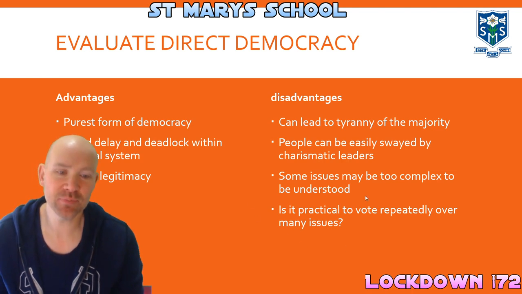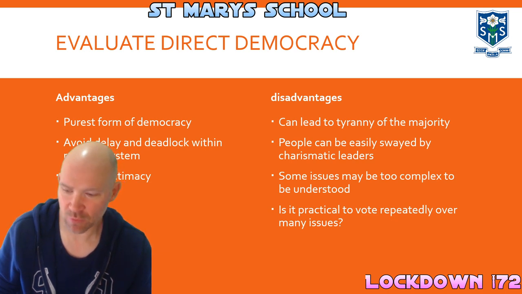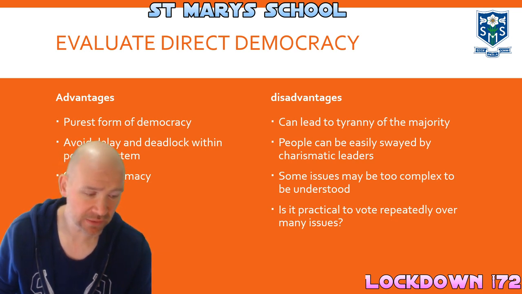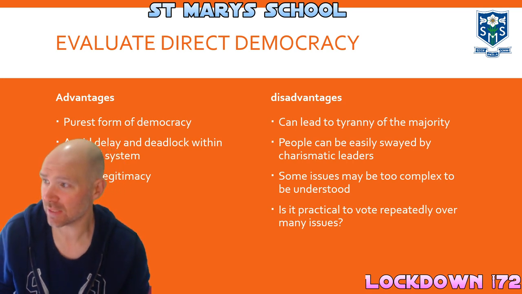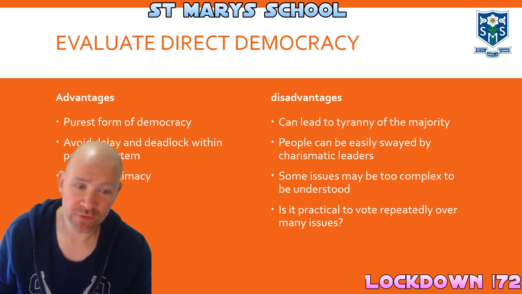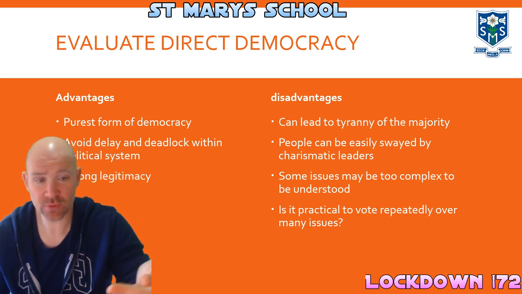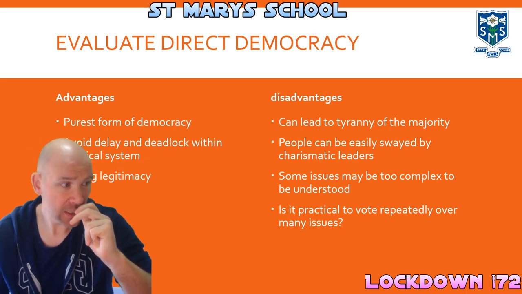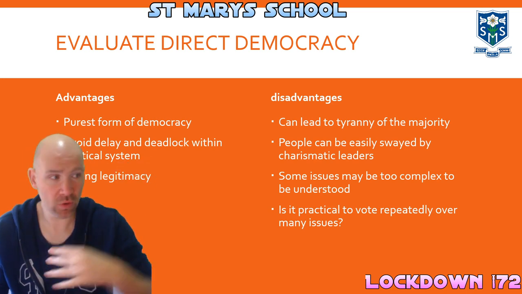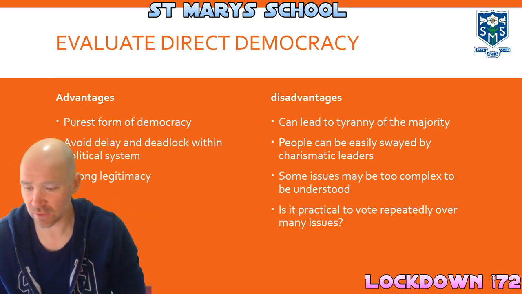Is it actually practical to vote repeatedly over many issues? With the busy modern life where we have jobs and studies and children and hobbies and social lives, can we all be popping repeatedly down to the poll office to vote? But even before you vote, you have to understand what you're voting on, do the research on it, think about that issue. Do I really want to have a vote on fishing rights over in Cornwall or in Norfolk?